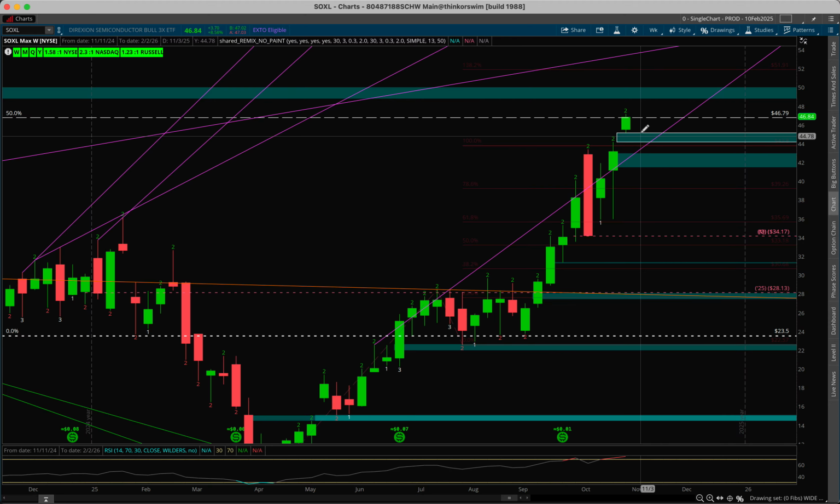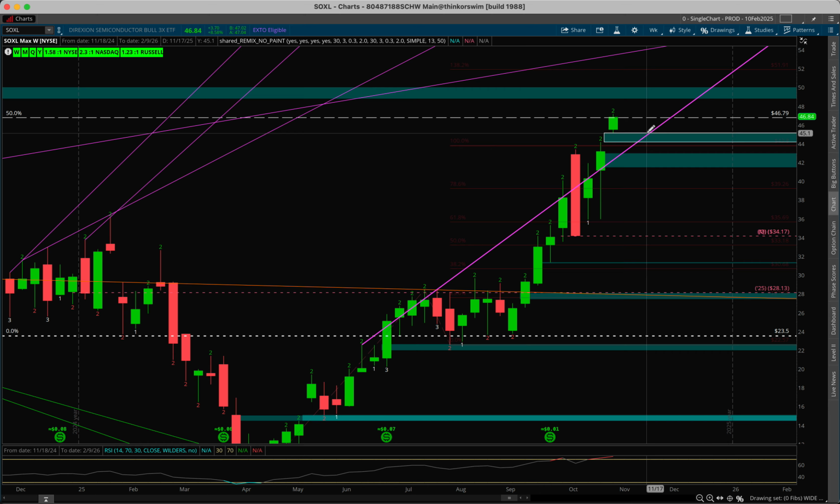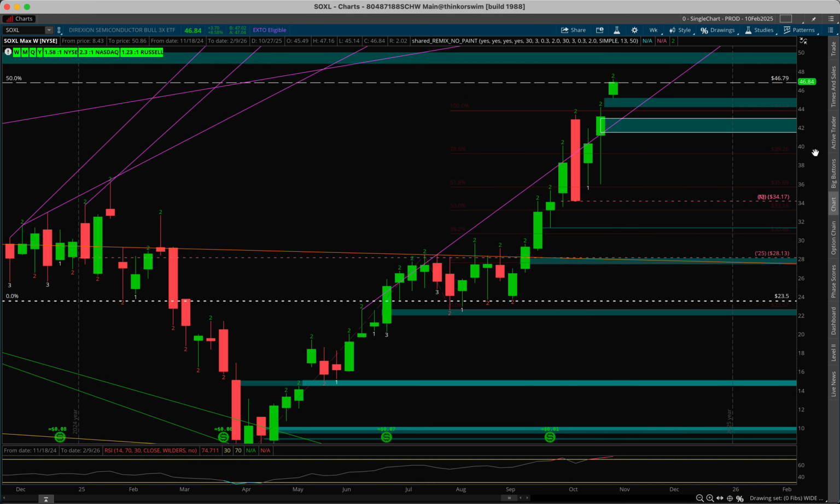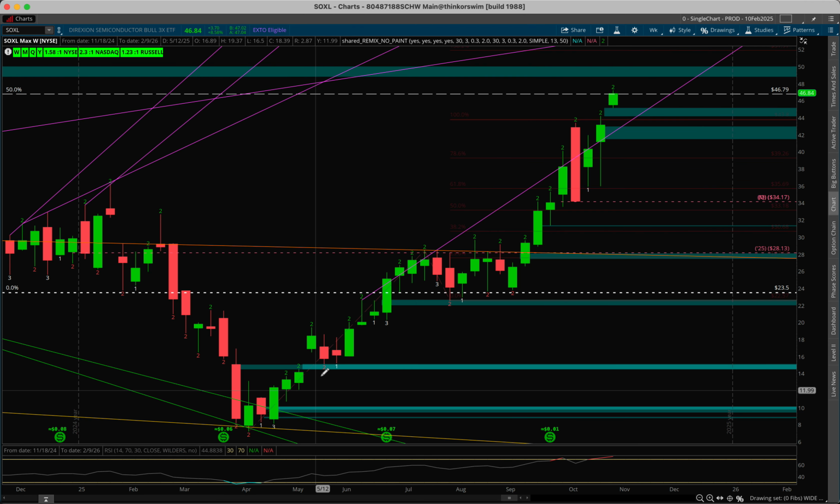But you have to keep in mind later on that there are gaps that will be left behind, and they say all gaps like to get filled. So at some point, we may come back and see that. But for now, we're looking pretty bullish. Just like I said last week, nothing broke down when we had that pullback.